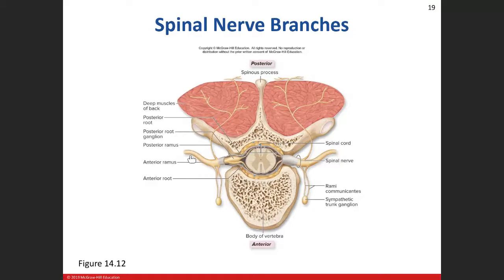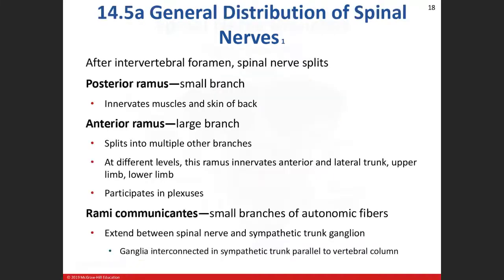And we're going to talk about what happens to it, because it's going to form a lot of different branches. Also off of the spinal nerve, you'll see these two smaller branches that come off more towards the front, and those are what we call the rami communicantes, and they're going to contribute to the sympathetic chain, which we labeled. Those are the last two slides that we labeled last week. So the anterior ramus, we're going to spend a lot of time talking about it.